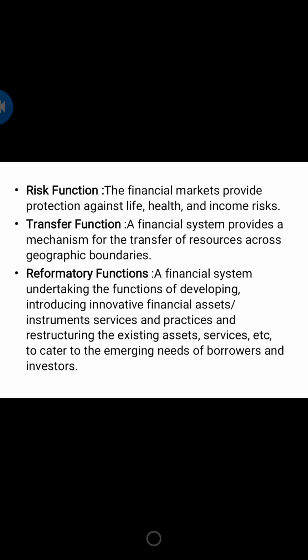The next function is the risk function. What is this risk function? What is risk? We say risk and uncertainty. We have to see the difference between risk and uncertainty. Risk can be predicted, uncertainty cannot be predicted, right?